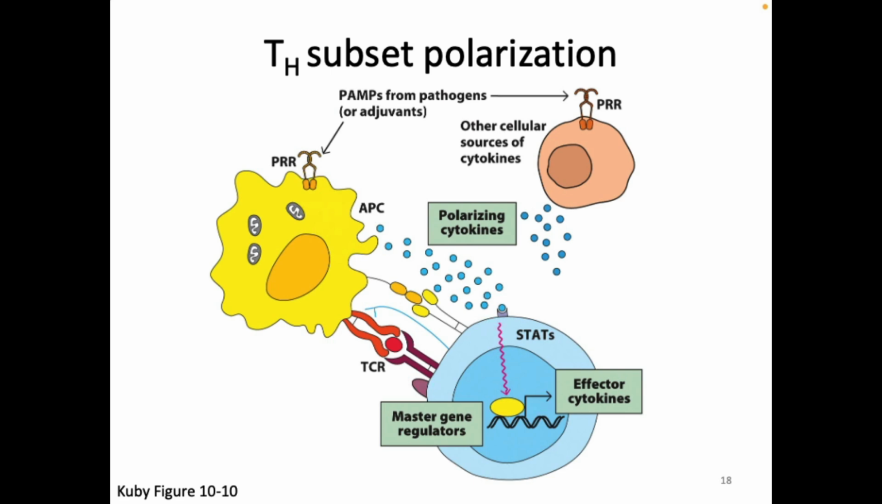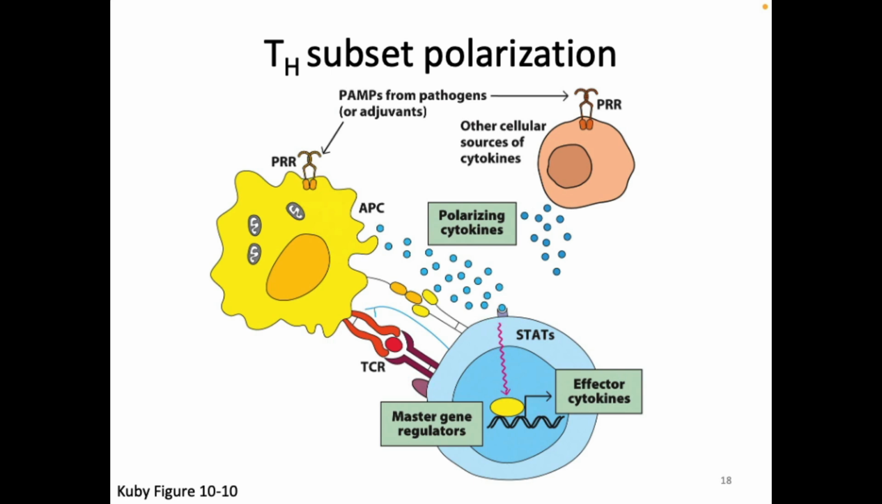When that polarizing cytokine is received, that changes that naive T cell. There are tons of things that happen to the naive T cell, but one of them is that a specific transcription factor gets made. And that tells this T cell to do all the things of whatever subset it is now declaring its major to be.